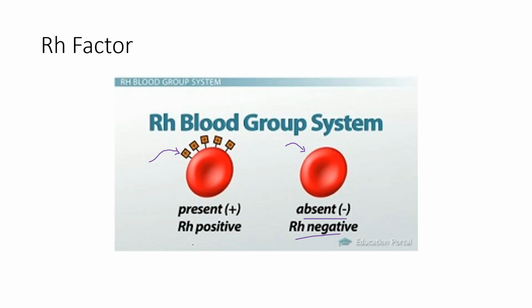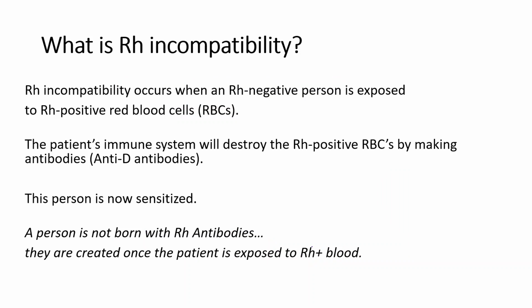Now, an RH positive person has no antibodies against the RH positive antigen. So they're fine. They can receive from anybody. A person who doesn't have any antigens on their surface may have RH antibodies. May. We'll come back to that in a second.